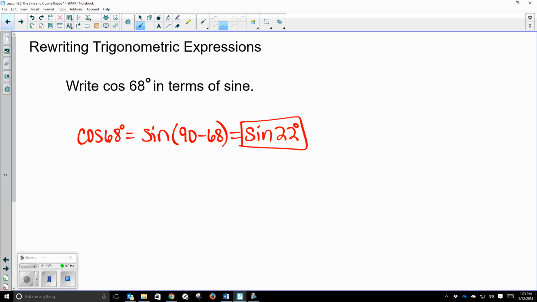let's check this in our calculator. What is the cosine of 68 degrees? And then what is sine of 22 degrees? So cosine of 68 is equal to sine of 22. So you subtract your angle from 90, and it gives you the other angle, which changes your opposite and your adjacent, and gives you the same answer.